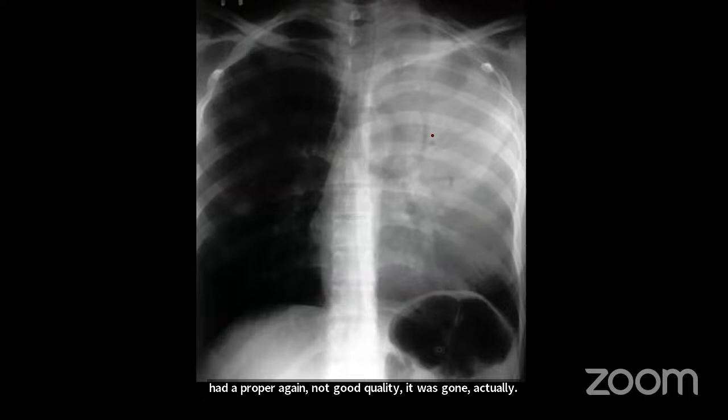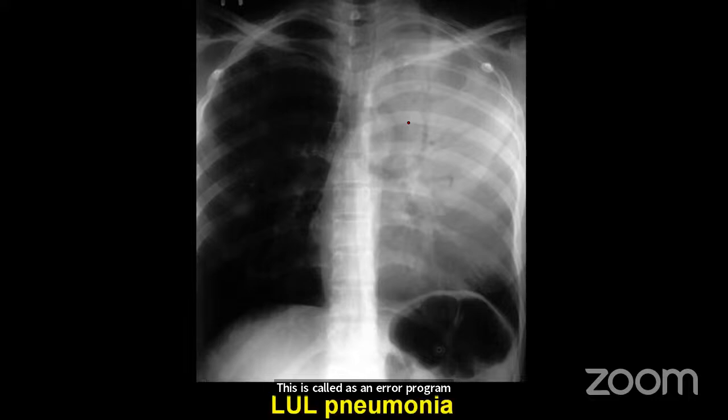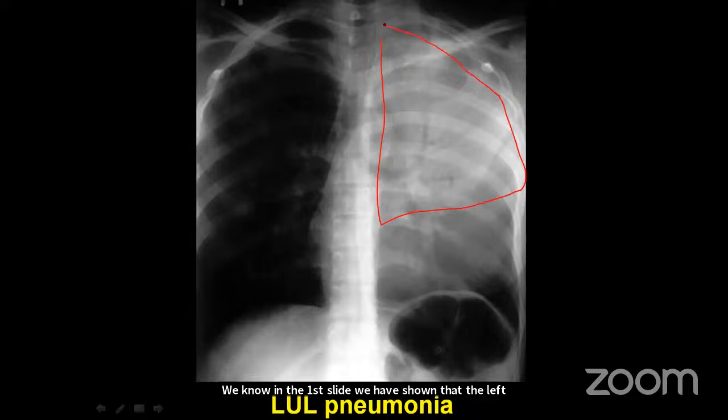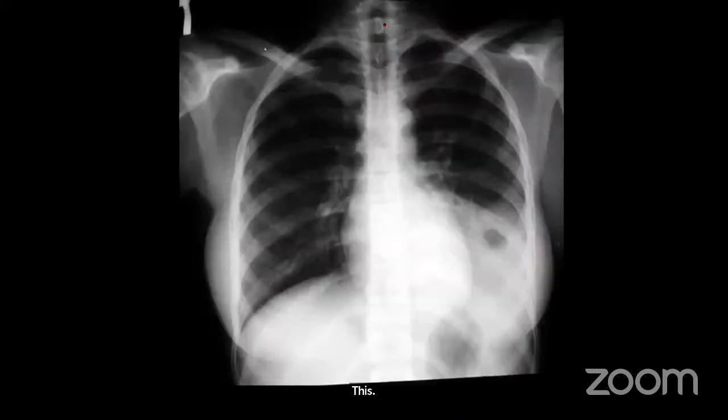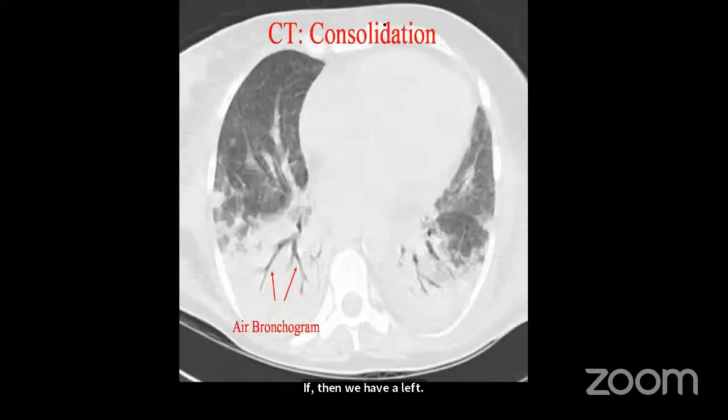Now here is an X-ray showing a very well air bronchogram. You can see the shadow of the bronchus or airways within the consolidation. This is called an air bronchogram. This is a left upper lobe pneumonia. Although we feel that this may be a lower lobe pneumonia also extending, it is not. We know from the earlier slides that the left upper lobe may actually be this way. Okay, then we have a left lower lobe consolidation with a cavity, right? Then on CT, we see the consolidation more properly, and this is the air bronchogram which is seen.